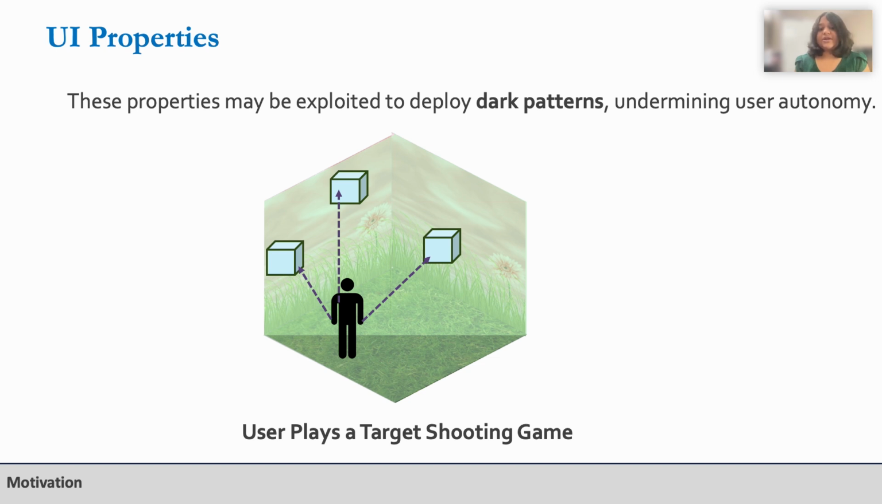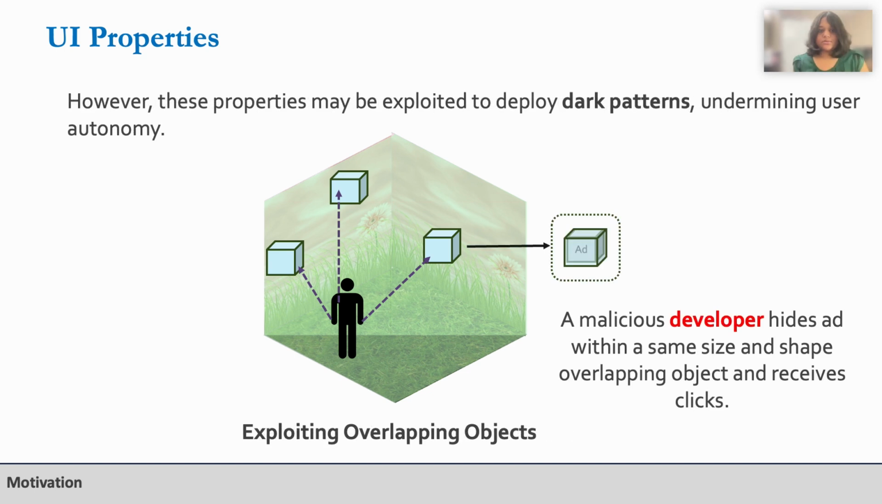Let's consider a target shooting game scenario. A malicious developer may hide an advertisement within an overlapping object of identical size and shape. User sees the target game object from outside and not the advertisement. However, when the user clicks on the object outside, the click is received by the hidden ad.